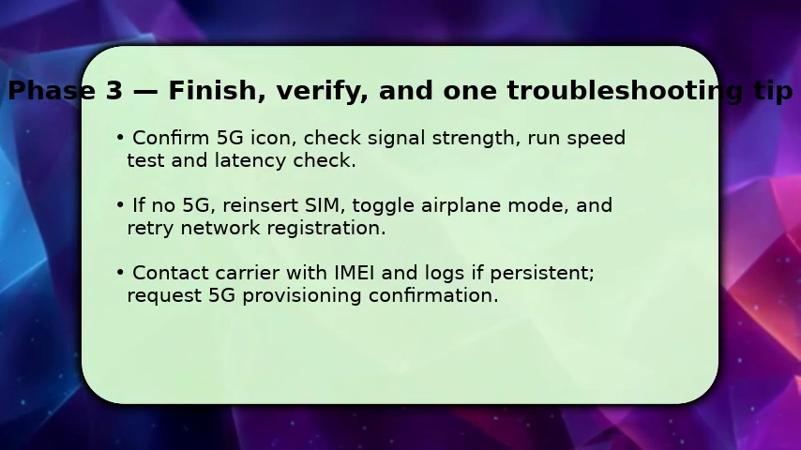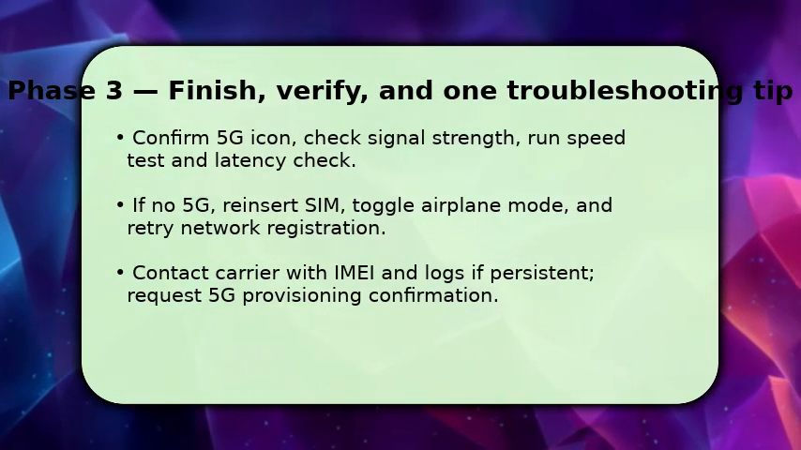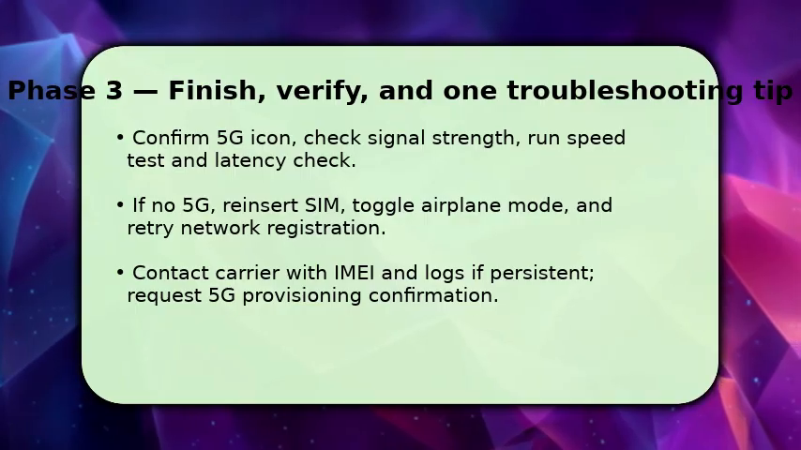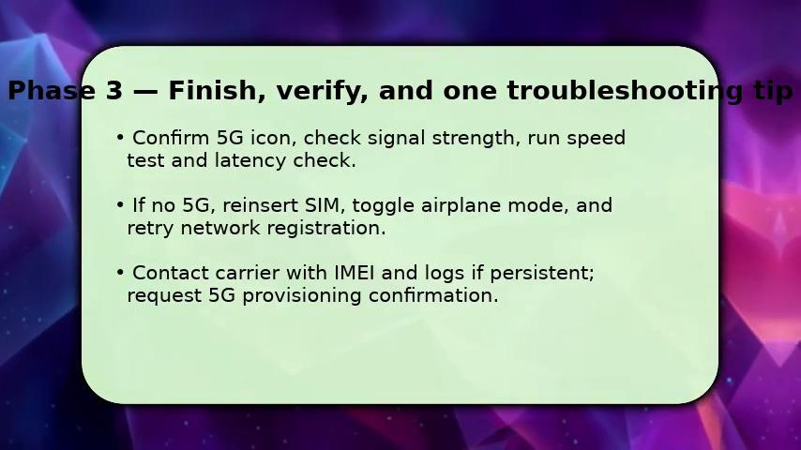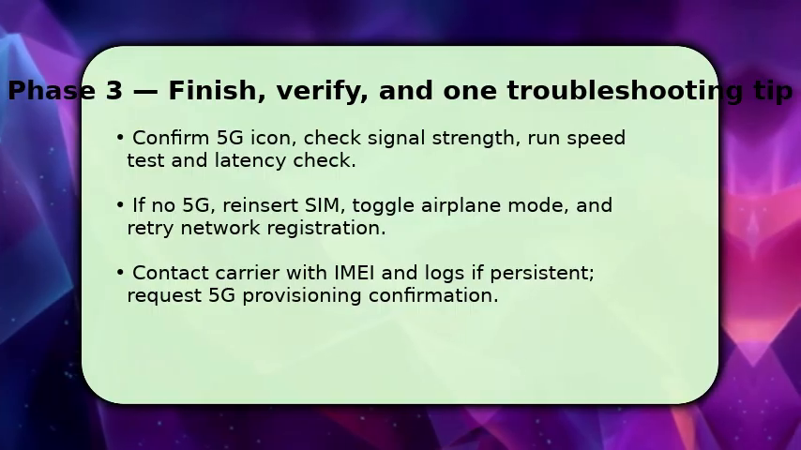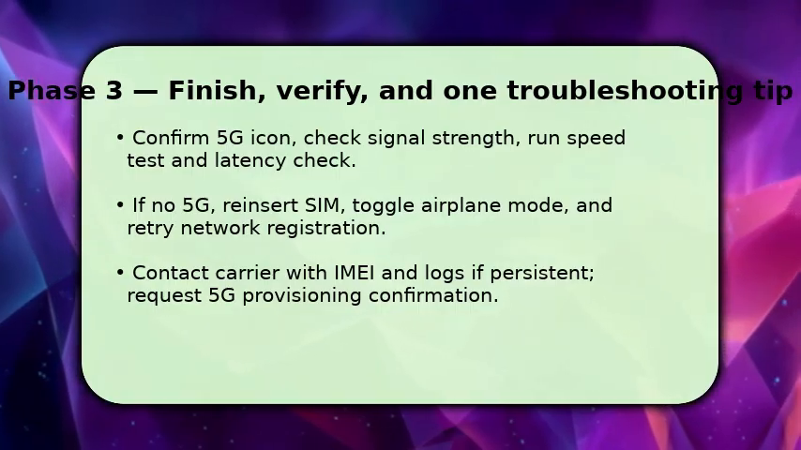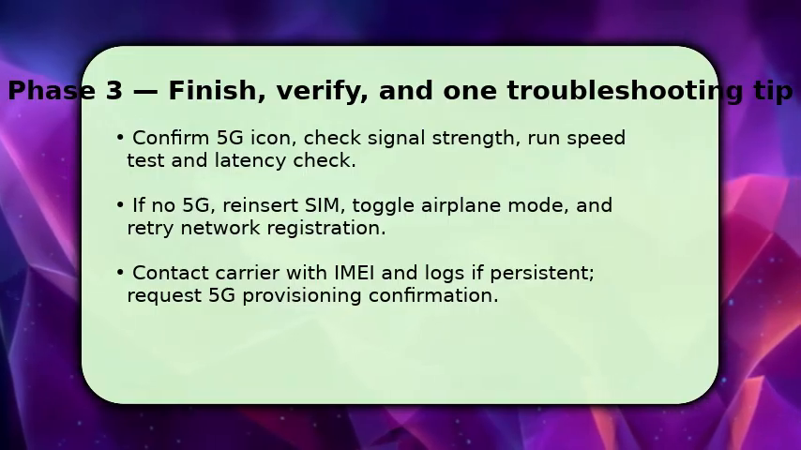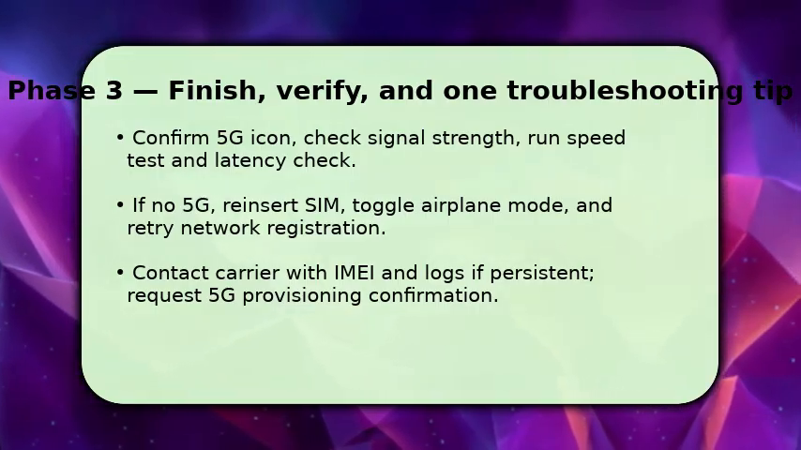You finalize by validating 5G connectivity. Look for the 5G icon, confirm signal bars, and run a speed and latency test to ensure expected performance. If you do not see 5G, toggle airplane mode, reinsert the SIM, and force a network selection. This often triggers proper registration.